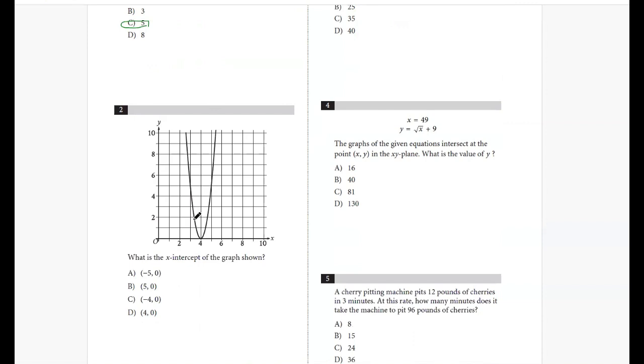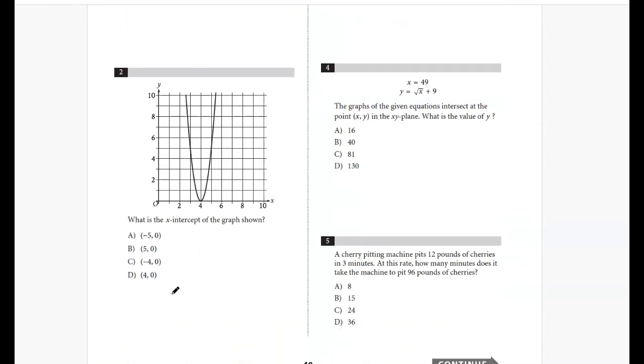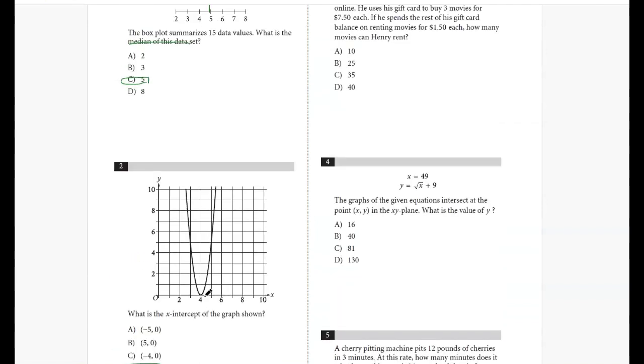What is the x-intercept of the graph shown? So when y is equal to 0, x is equal to 4. So 4 comma 0. D is the correct answer.